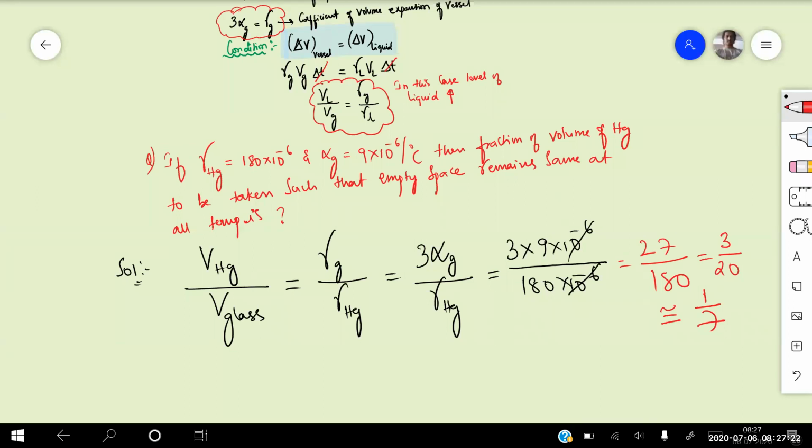I hope you got this condition. See the question once again, beta. If gamma of mercury is equal to 180 into 10 to the power of minus 6 and alpha of glass is 9 into 10 to the power of minus 6 per degree centigrade, then the fraction of volume of mercury to be taken such that the empty space remains the same at all temperatures will be equal to how much? 1 by 7. Is it clear for everyone?